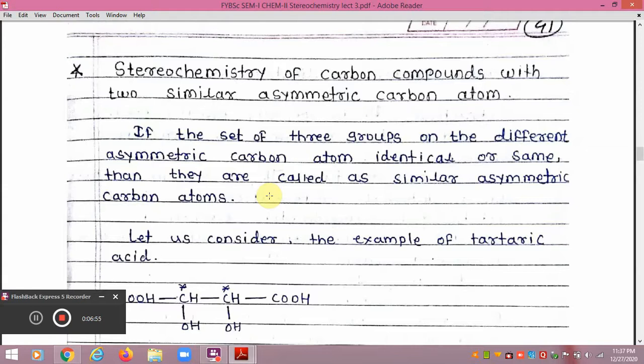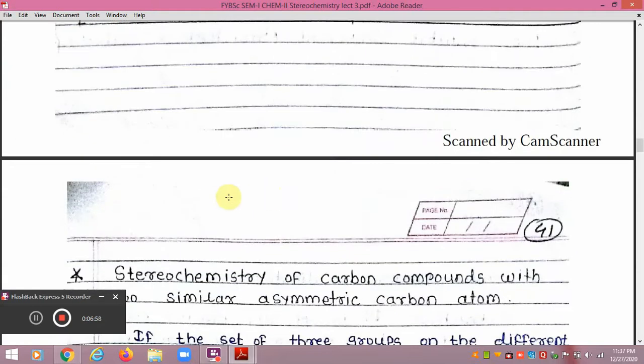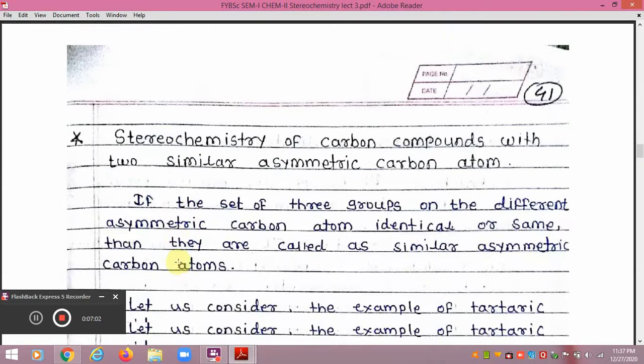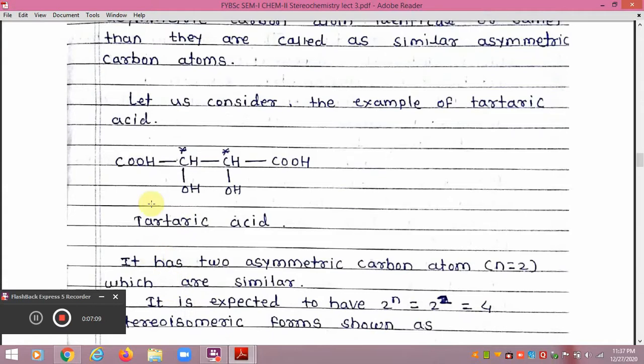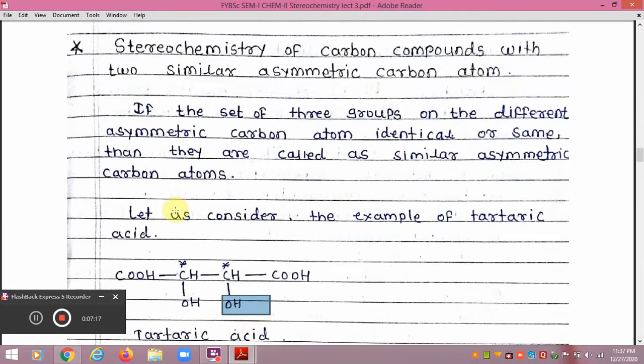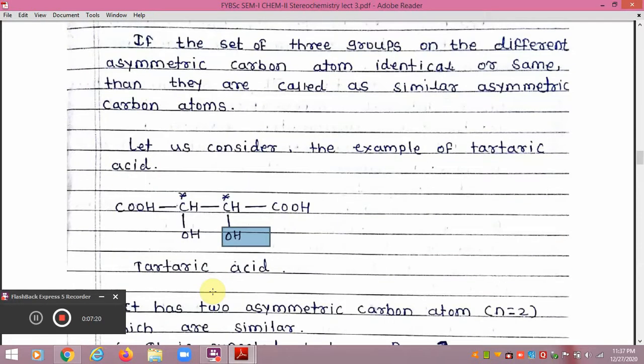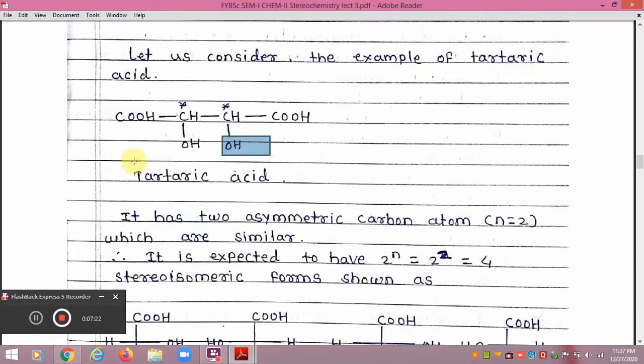asymmetric carbons. Because if you see the earlier example, both the asymmetric carbons were different, having different groups attached to each asymmetric carbon. But here you see, this carbon has COOH, and at the other carbon there is also COOH, here OH, and here it is also OH. So both the asymmetric carbons have identical groups, and this molecule is called tartaric acid.